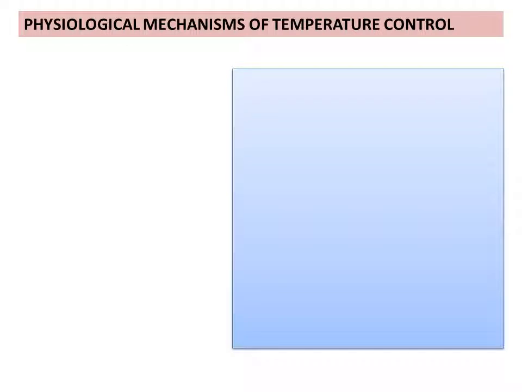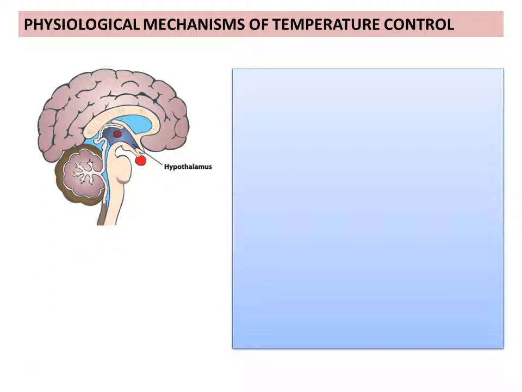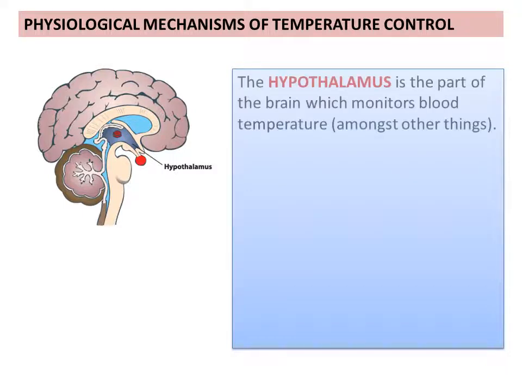So we're going to have a look at some of the physiological mechanisms of temperature control. And to do this, we need to go back to looking at the brain, and we are back to looking at the hypothalamus, because the hypothalamus is the part of the brain which monitors the blood temperature, and as we know, it does a lot of other things as well.